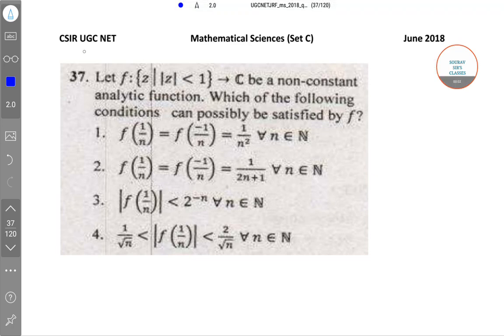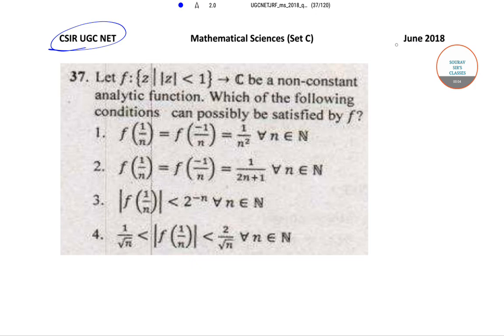Today we'll be solving the CSIR UGC NET questions from the June 2018 paper. We'll be solving the set C of the Mathematical Sciences paper. Let's start off with question number 37.